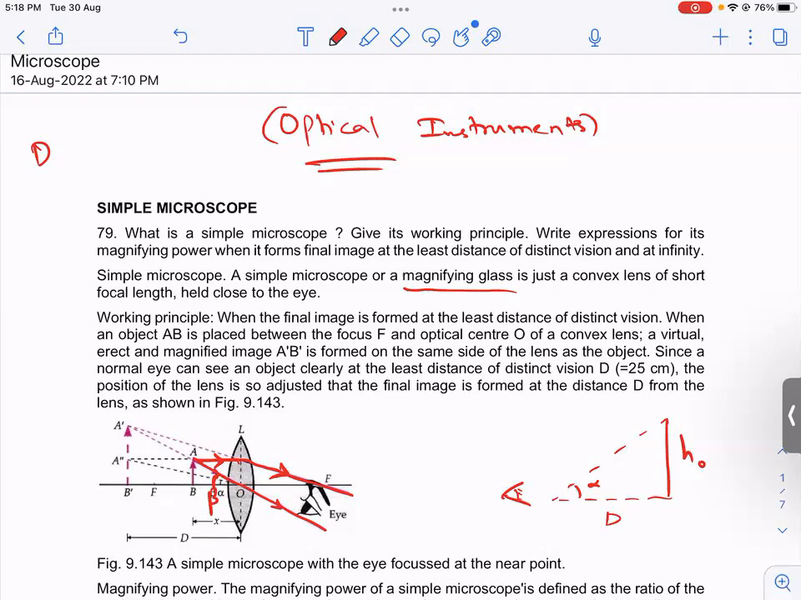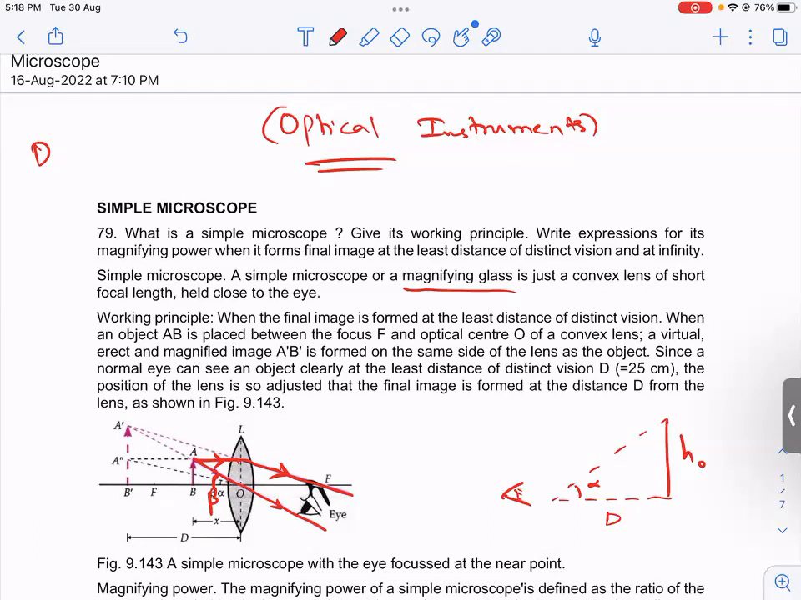Then for any optical instrument, not only a simple microscope, we do not define linear magnification. We define a parameter called angular magnification. So what is angular magnification? Angular magnification is defined as the ratio of the angle subtended by the image at the eye to the angle subtended by the object at the eye. Basically, it is beta by alpha.